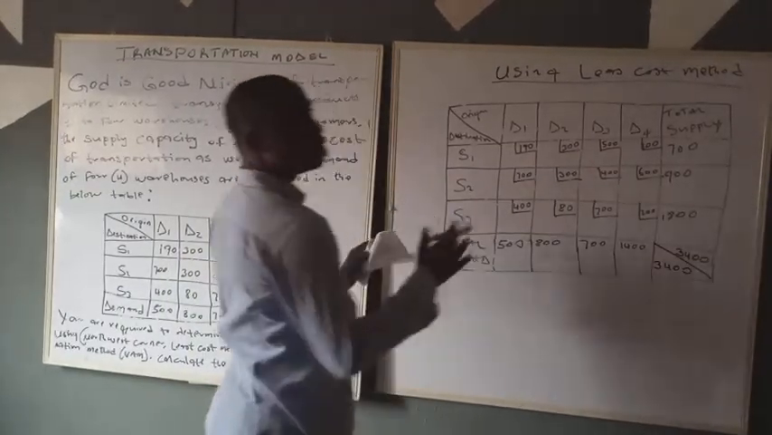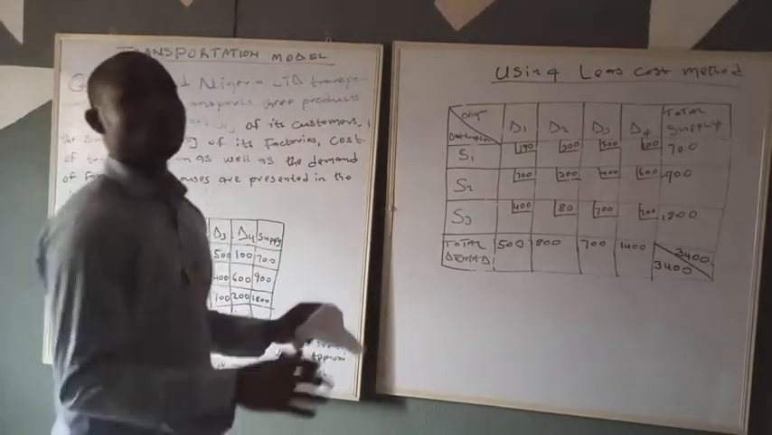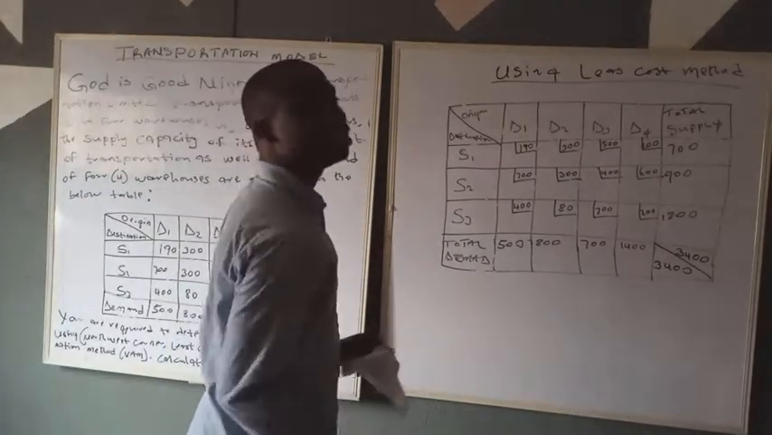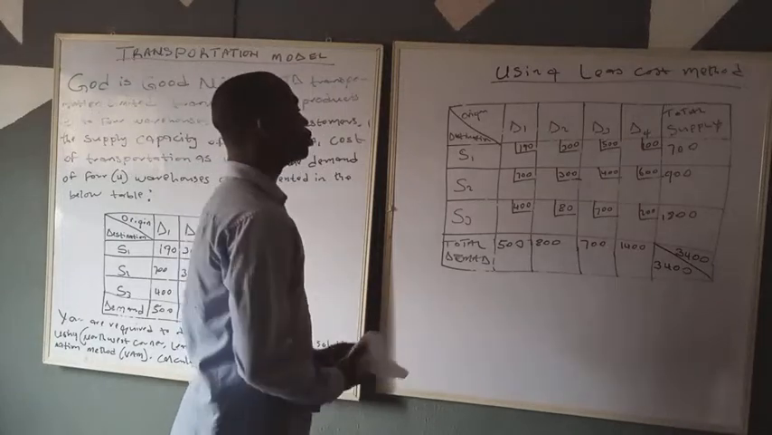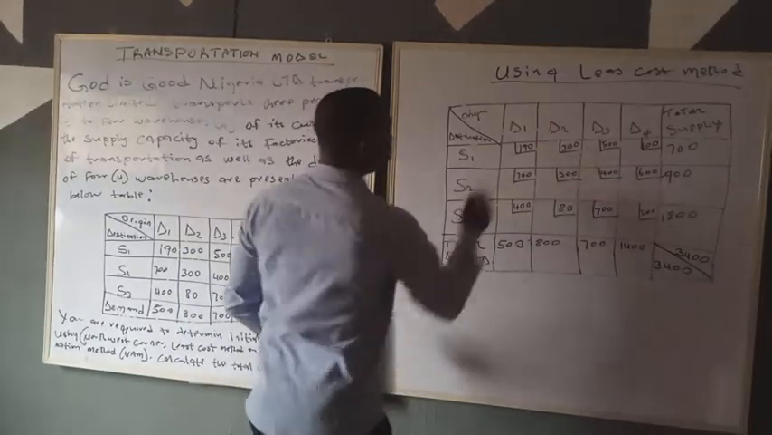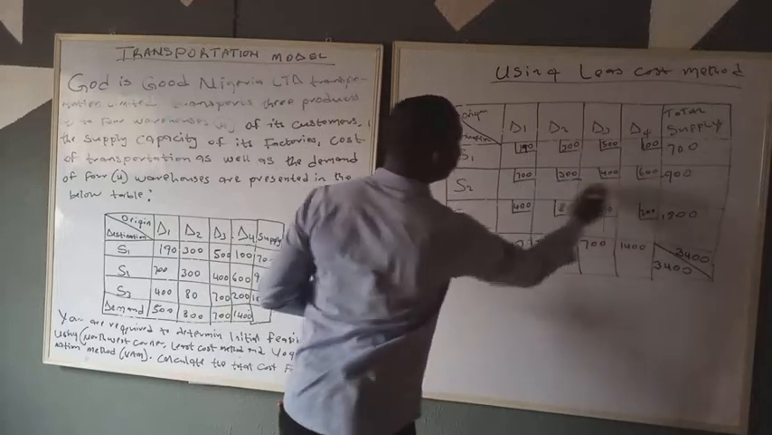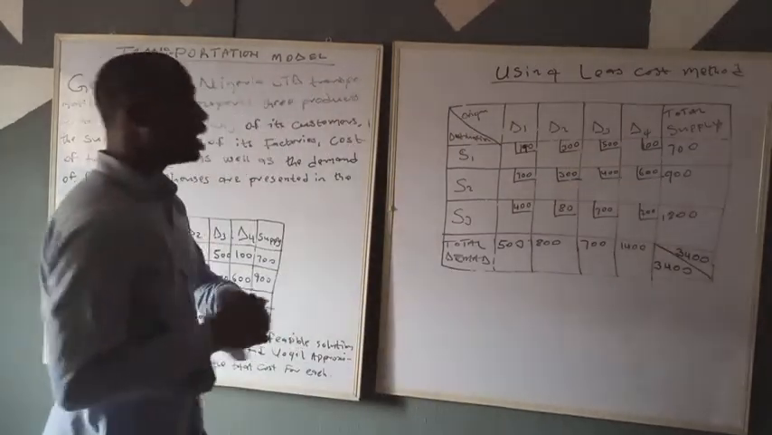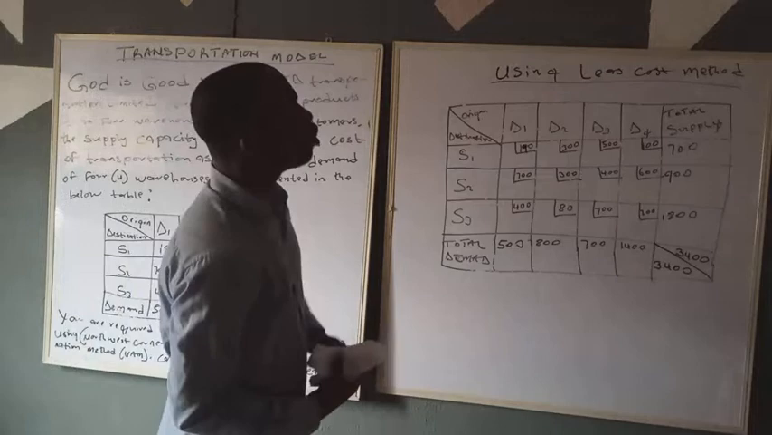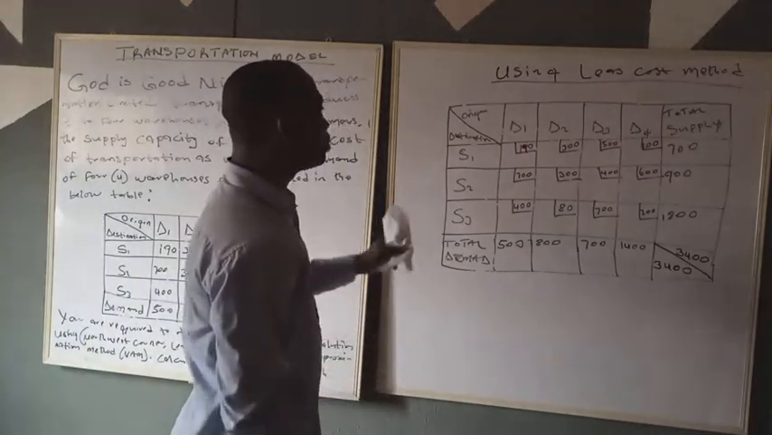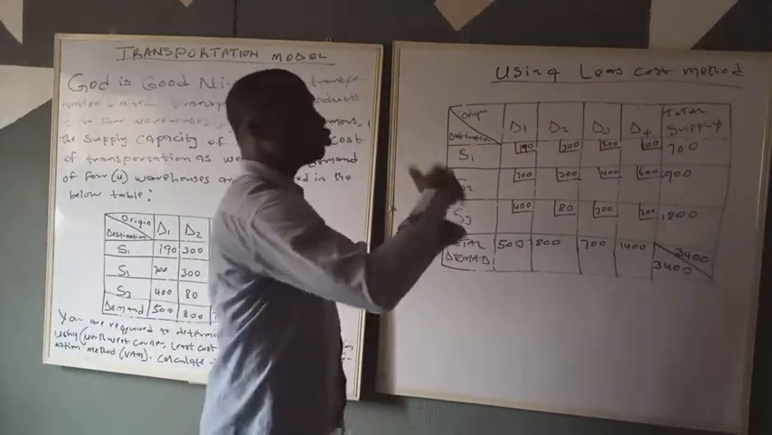So we just want to know the best method that we can use to minimize the transportation cost. So these are the costs. All these figures in the boxes are the costs. So now, using the least cost method, that is what we want to use.